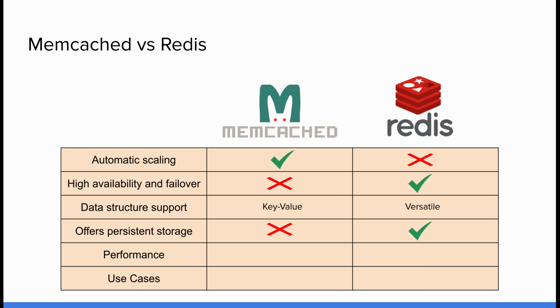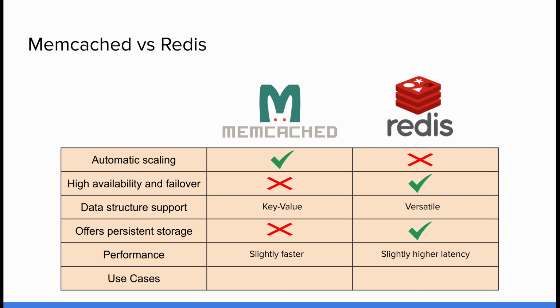And then moving on to performance, Memcached is optimized for speed and simplicity in key value access, making it slightly faster in some scenarios. Redis, while also high performing, may have a bit more latency due to its additional features, but it is still highly efficient.